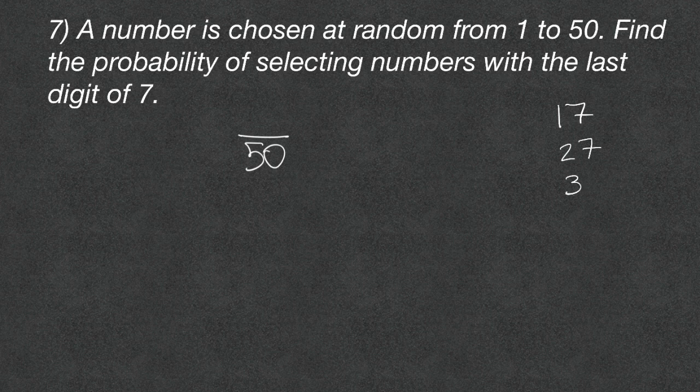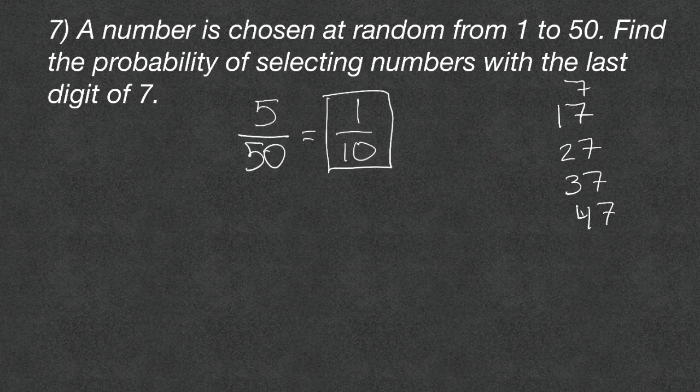27, 37, 47, right? And I really think that they also meant to include 7. The way that this is worded, sometimes it's a little ambiguous. But if we look at it this way, we have 5. So 5 out of 50, we can reduce to 1 over 10, right? And so this is the probability of selecting a number with the last digit 7.